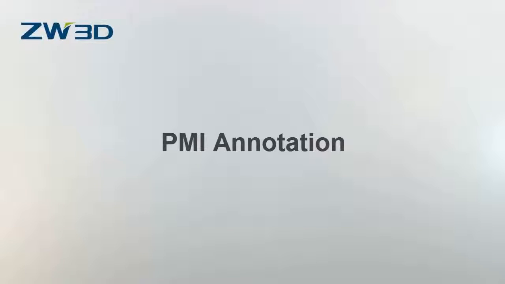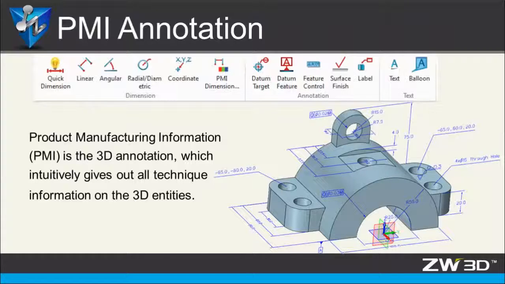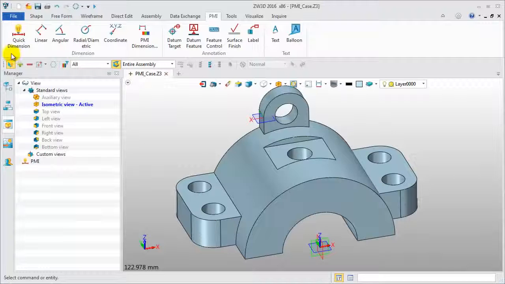PMI annotation. ZW3D 2016 provides a whole new 3D annotation named PMI, Product Manufacturing Information. This is the PMI ribbon toolbar. Designers can create 3D dimensions or annotations on a model. They will be listed in the View Manager.